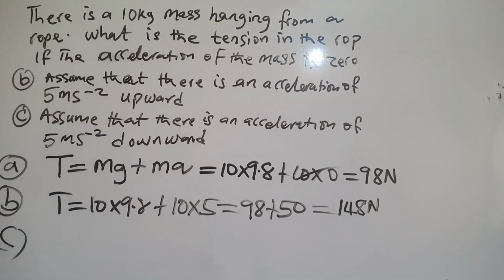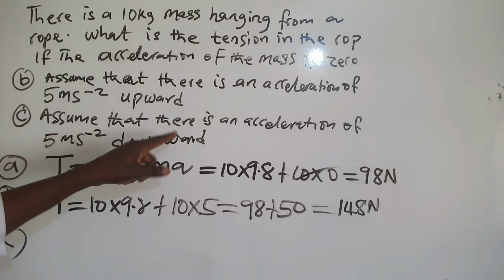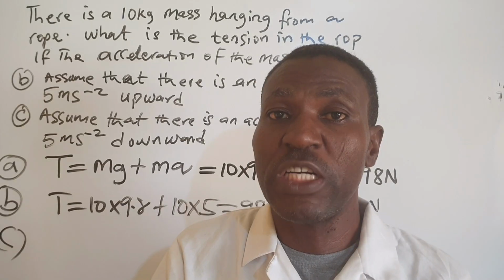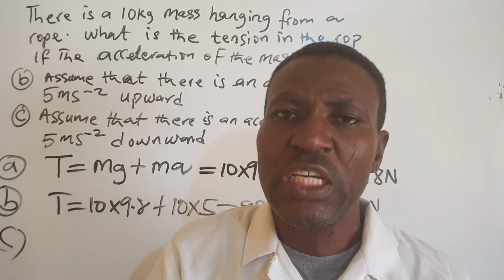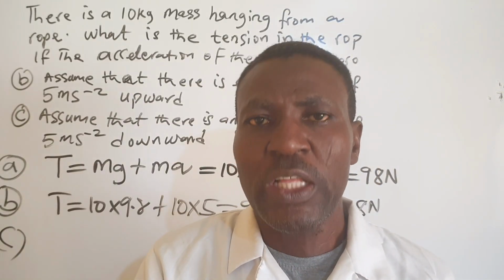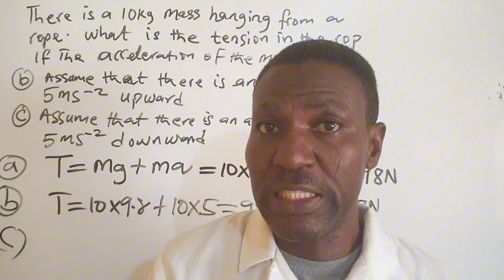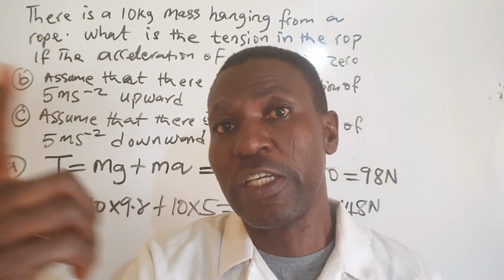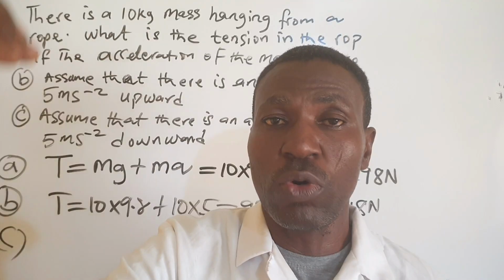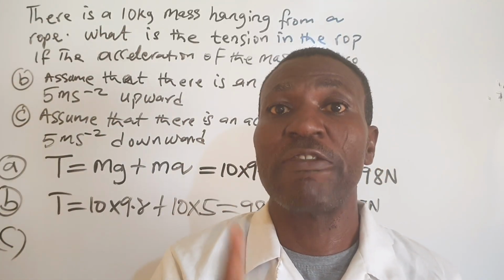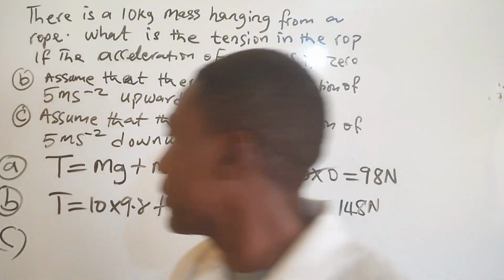For C, assume that there is an acceleration of 5 meters per second downwards. And we have to know that if the object is moving downward, it is moving opposite of the tension which we are calculating for. Therefore, the acceleration will be negative because it is moving opposite of the direction of the tension. Tension is acting upward while the mass is moving downward. They are opposite. So the acceleration has to be negative.